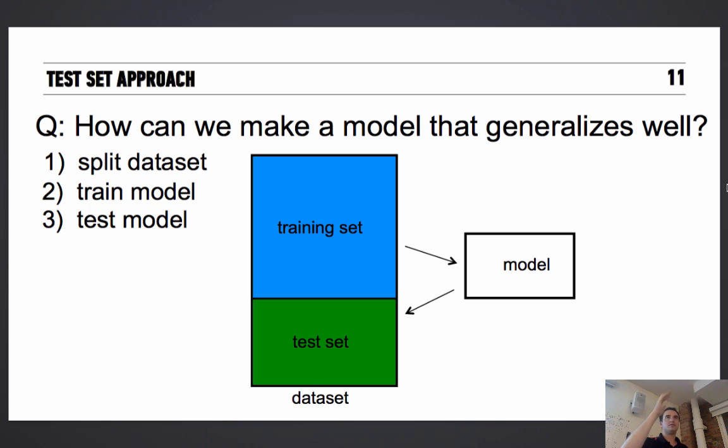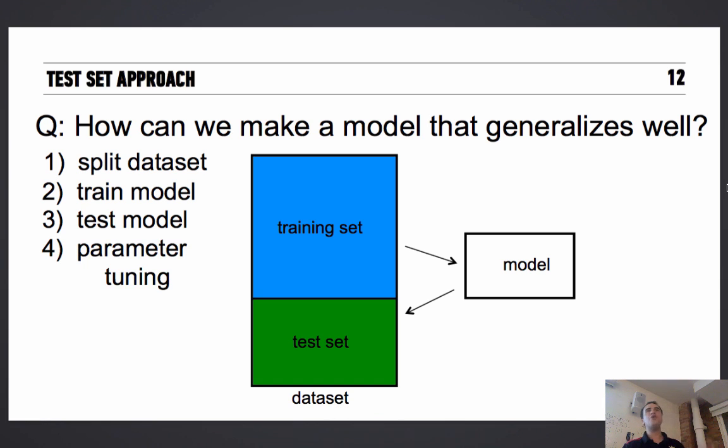Yes? Good question. Aren't we biasing ourselves because we're choosing a specific 30%? Yes, if you only do it once. And there's something called cross-validation where you do it several times. And we're going to get to that today.